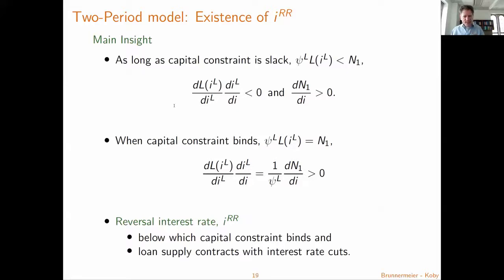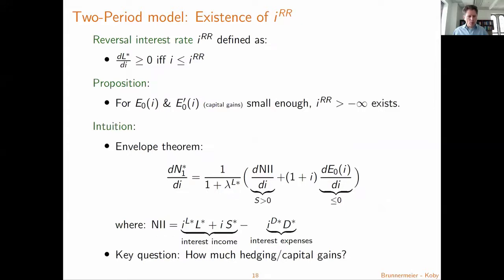Let me give you the main insight of what's going on. As long as the capital constraint is slack, so we are not at the capital constraint, that's an indication that you can go lower. You cut the interest rate, the lending rate is going down, and as the lending rate goes down, you give more loans, so that's negative here, and because you give more loans, net worth is going up.